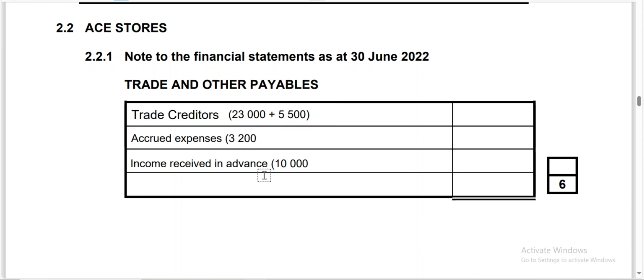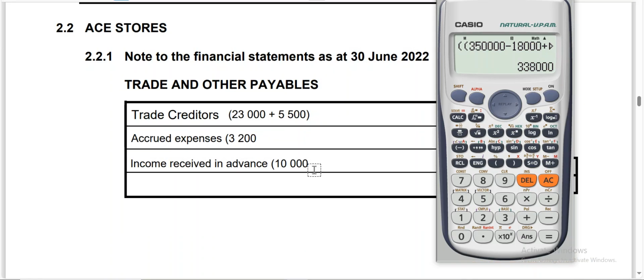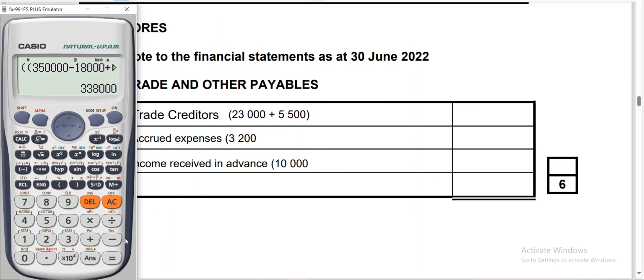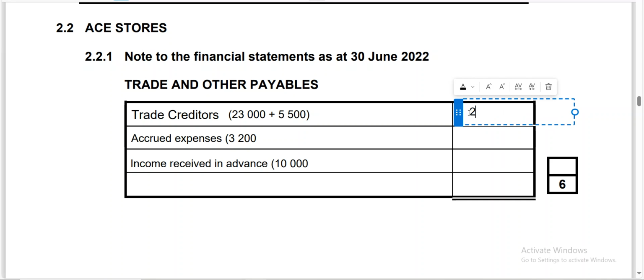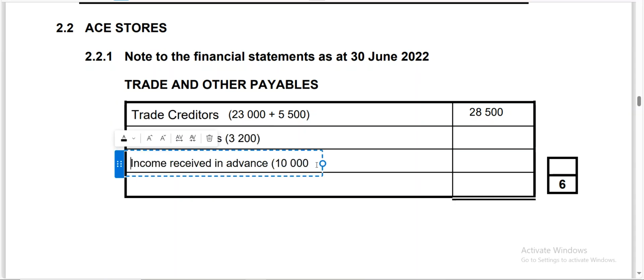So my apologies, I don't know why this software seems to not be saving my answers, but I hope that because you have a recorded copy of this, you will be able to recall what I said when I was doing that part. So remember, for trade creditors, we're going to say 23,000 plus 5,500. So our final answer would be 28,500. So I'm going to have it here, and then our accrued expenses will not change. So I'm just closing this bracket, and then our income received in advance did not change.